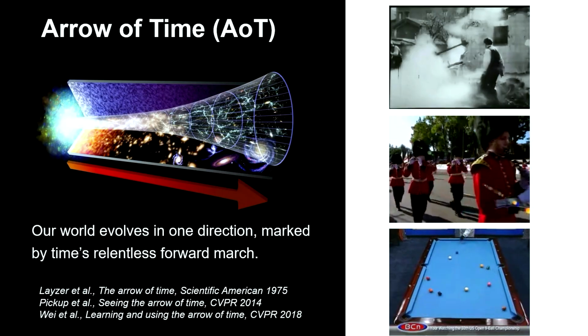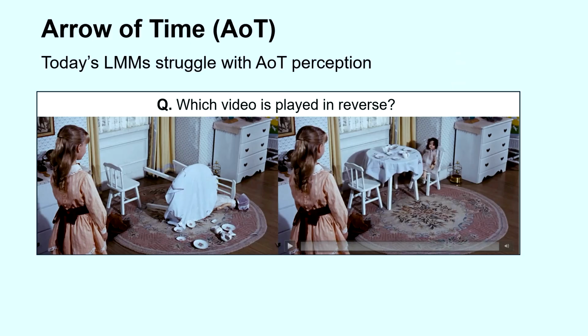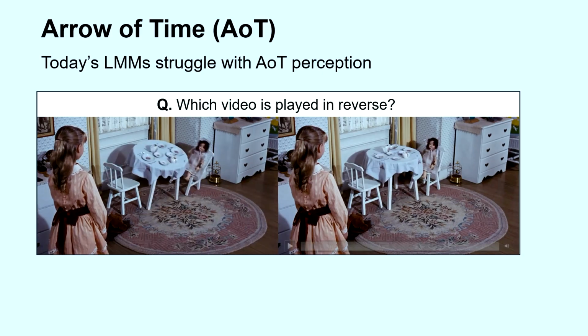Right? The building fell down, the people are marching forward, the billiard balls are dispersed on the table. And so this is true about our reality. We see things one way, and we're very sensitive to what that direction is. But I can tell you that's not the case for today's best large multimodal models. In my slides, I'm going to use LMM for large multimodal model, so visual and language, not to be confused with LLM for a large language model. So these best models struggle today with this arrow of time perception.